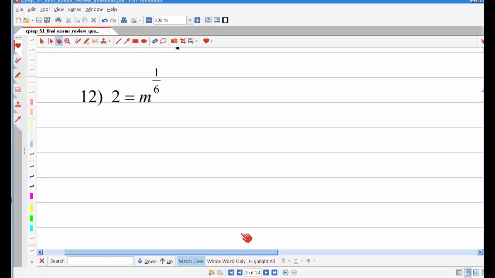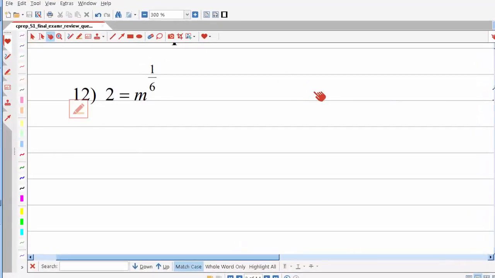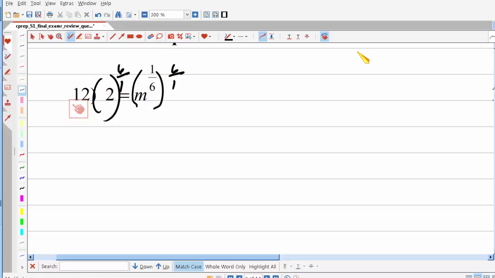Alright, I'm going to start with number 12 here, and that is to solve an equation with a rational exponent. So what you always want to do in this case is get the expression with the rational exponent all by itself on one side of the equation. Now it already is here, so I don't have to do anything. And then once you get it by itself, you raise both sides of the equation to the reciprocal power of what the exponent is. So that means I raise both sides of the equation to the sixth power.